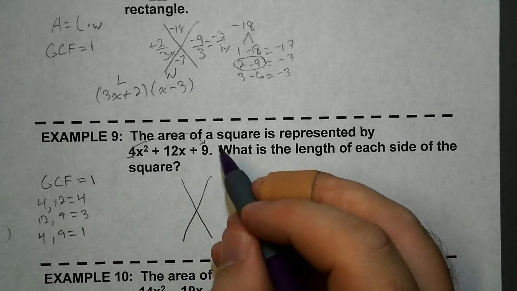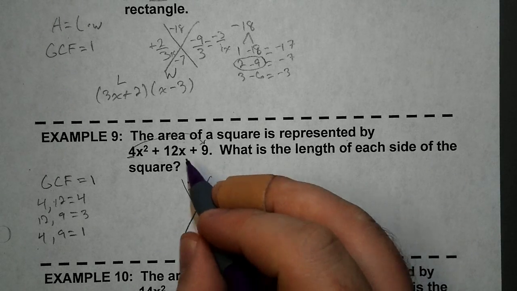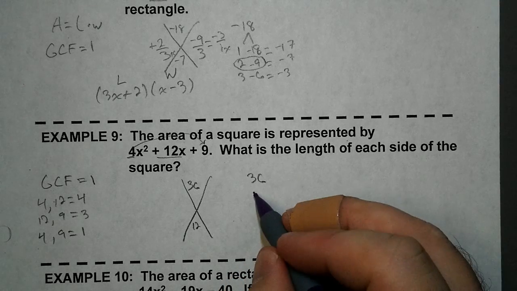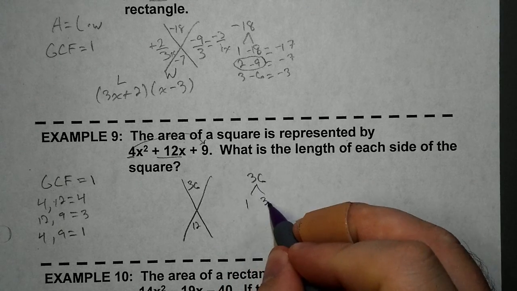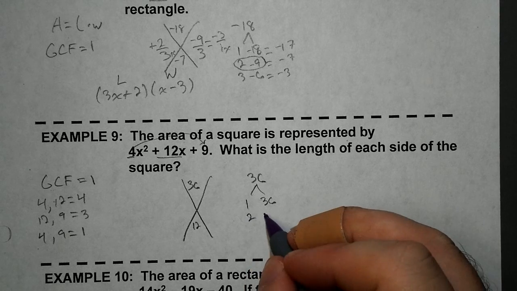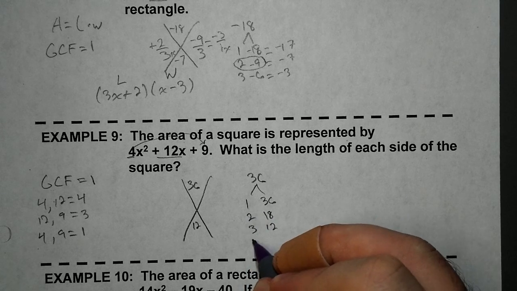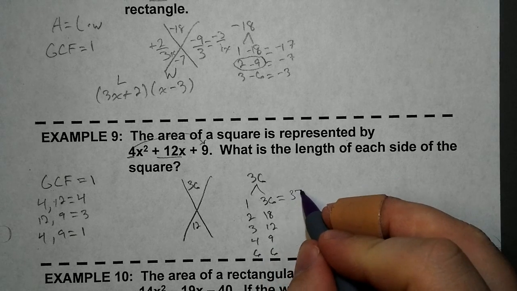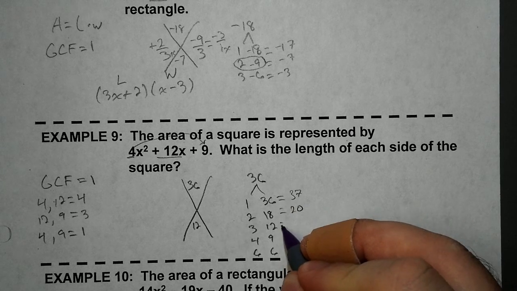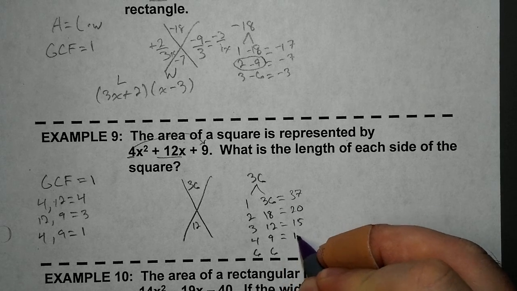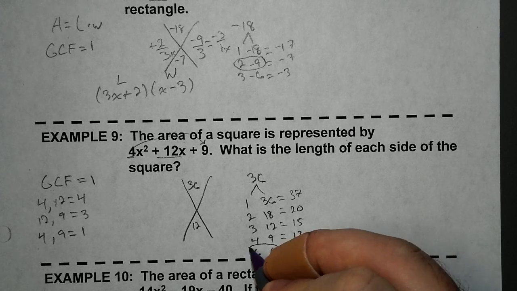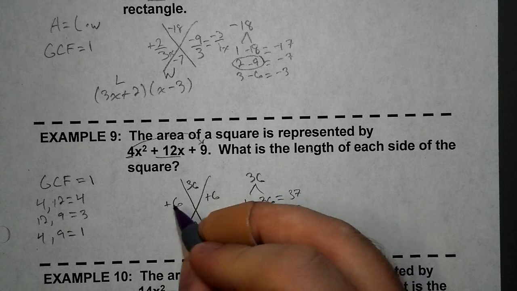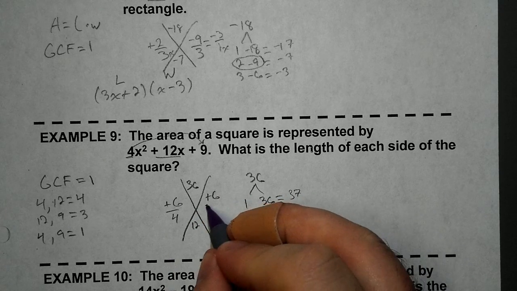4 times 9, which is 36. Bottom value is B, which is 12. So we need to factor 36 and see which ones add up to 12. 1 and 36, 2 and 18, 3 and 12, 4 and 9, 6 and 6. When I add these together, this is 37, 20, 15, 13, and 12. So my factors here are going to be positive 6 and positive 6. Put them over a value, which in this case is 4.